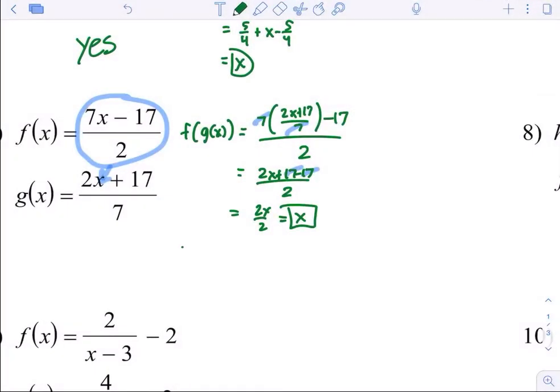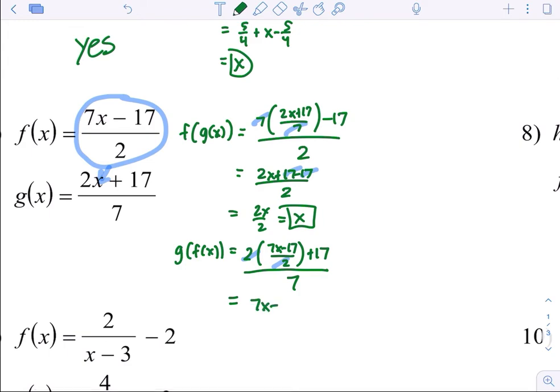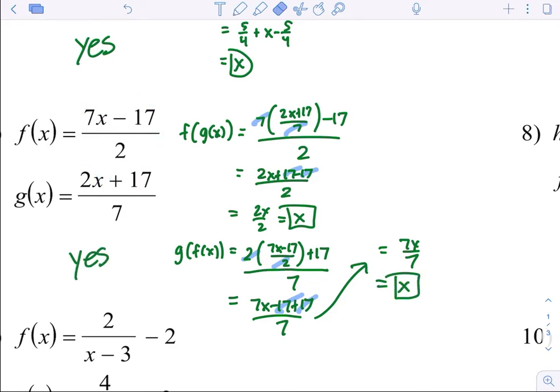Alright, here we go. G of f of x is equal to 7x minus 17 all over 2 plus 17 all over 7. These 2's are going to cancel, so you guys are just going to get 7x minus 17 plus 17 all over 7. These are going to cancel, so we're going to get 7x over 7, which is just x. So are these inverses? Yes.